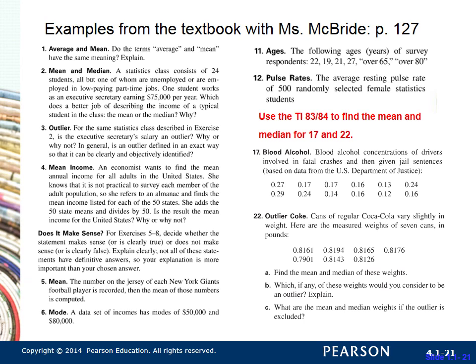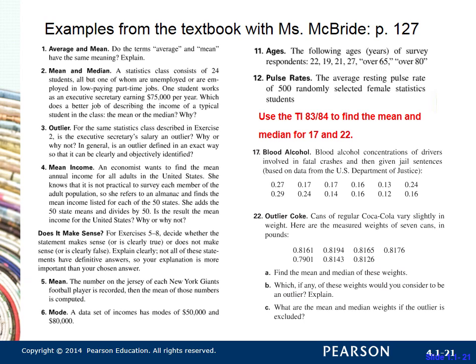All right, so let's do 17 and 22. If you haven't watched the little video yet on how to put this in your calculator, follow the instructions, do so. But go ahead and just put those numbers in your calculator by going to Stat and then Edit and put those into L1. Then quit out of that and go to Stat, Calculate, one variable statistics, and hit Enter.